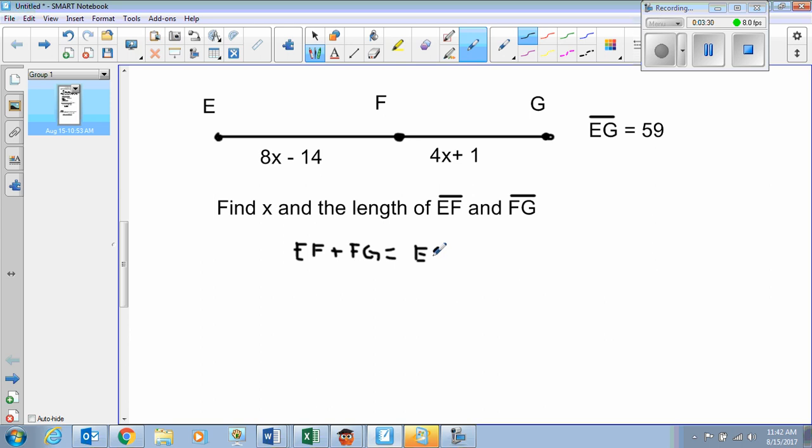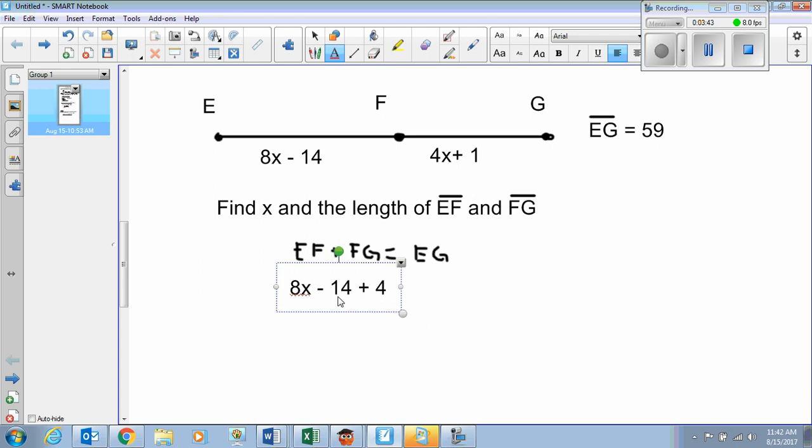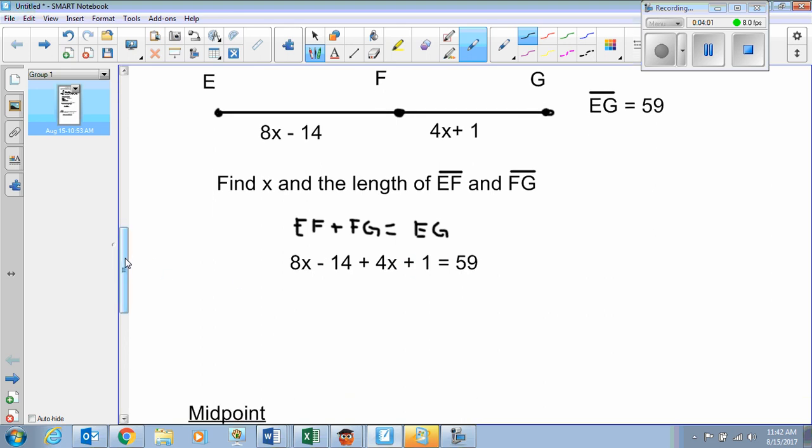What we can do here is substitute values. I know what EF is. EF is 8x minus 14. Plus, I know what FG is. FG is 4x plus 1. And I also know what EG is. It's 59. I substituted all those values here, and I can see that we can set up this equation to solve. Anytime you have a variable, if you set up an equation, you can solve that problem.